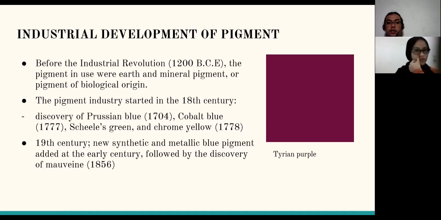Synthetic pigment was developed for the purpose of finding a lower cost pigment. In 1704, by accident, the first synthetic pigment was discovered. Then by the early 19th century, synthetic and metallic blue pigments had been added to the range of blues, including French ultramarine, cobalt, and cerulean blue. The discovery in 1856 of mauveine, the first purple aniline dye, was a forerunner for the development of hundreds of synthetic dyes and pigments.